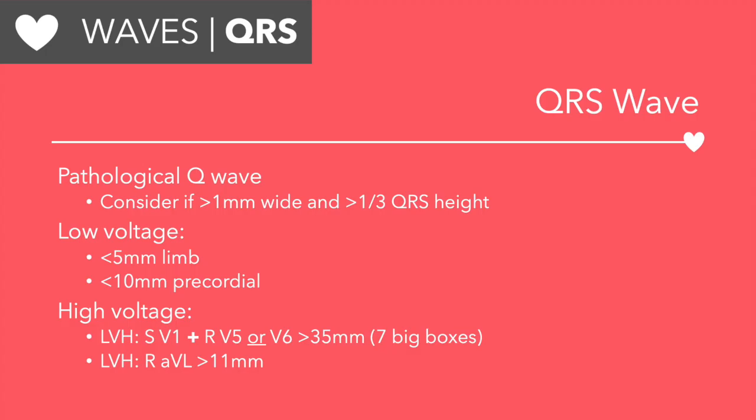One criteria of LVH is the S wave in V1 plus the R wave in V5 or V6 totals more than 35 millimeters, or 7 big boxes. Another LVH criteria would be the R wave in AVL is greater than 11 millimeters.